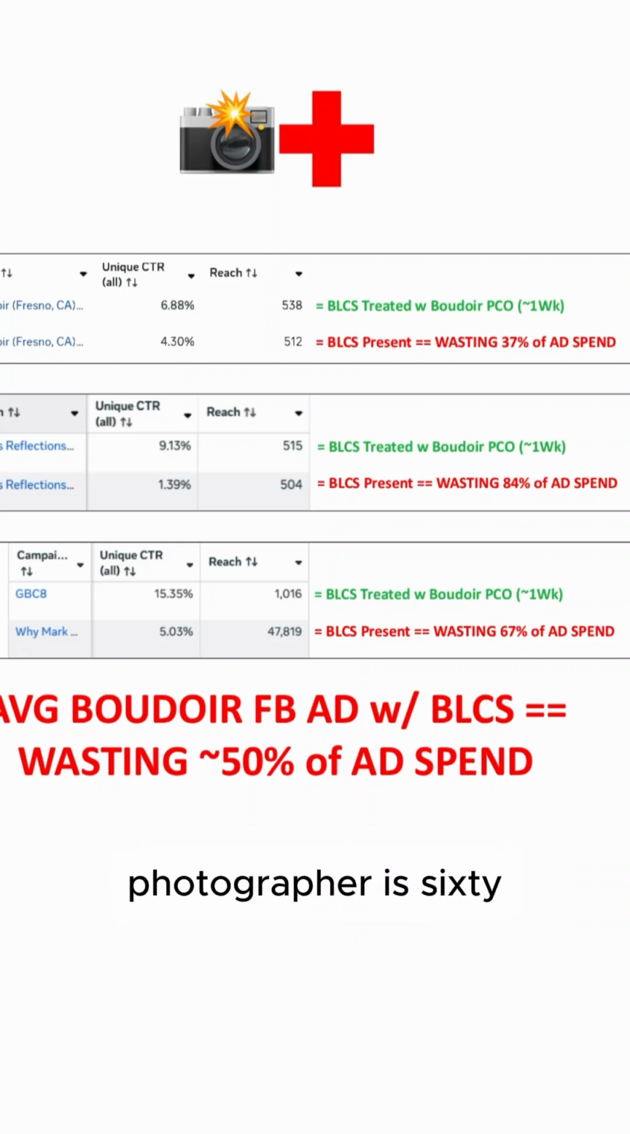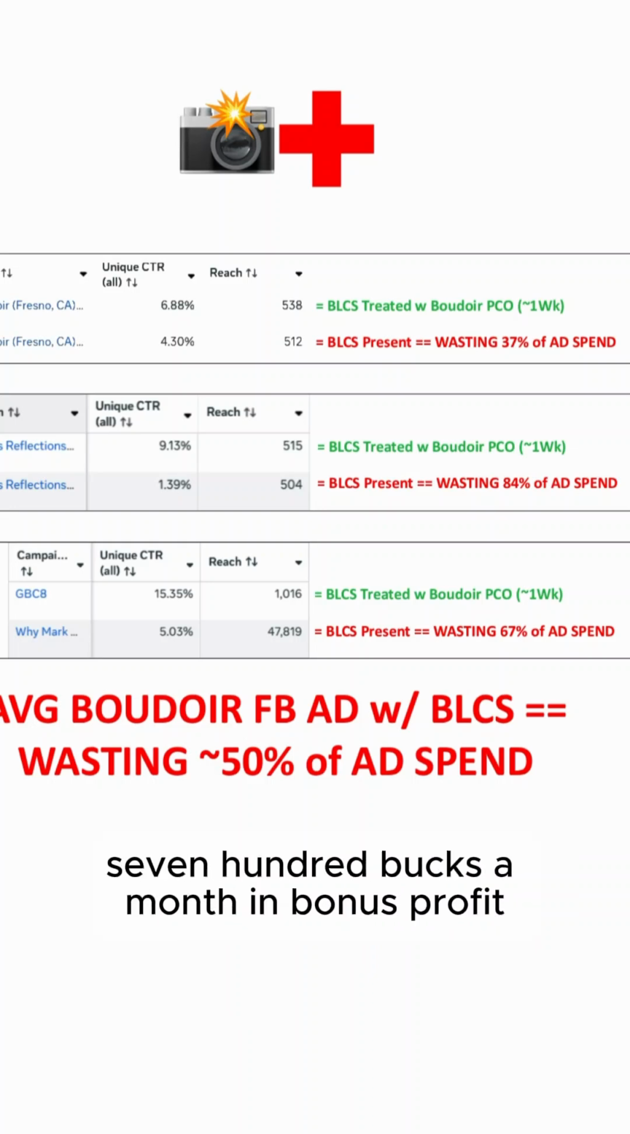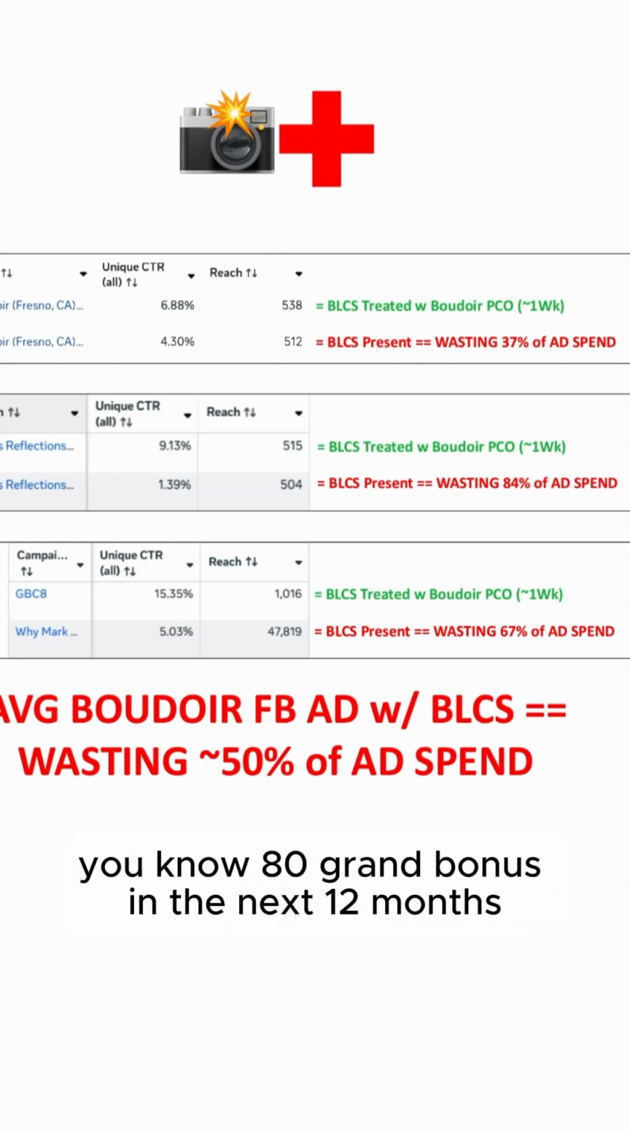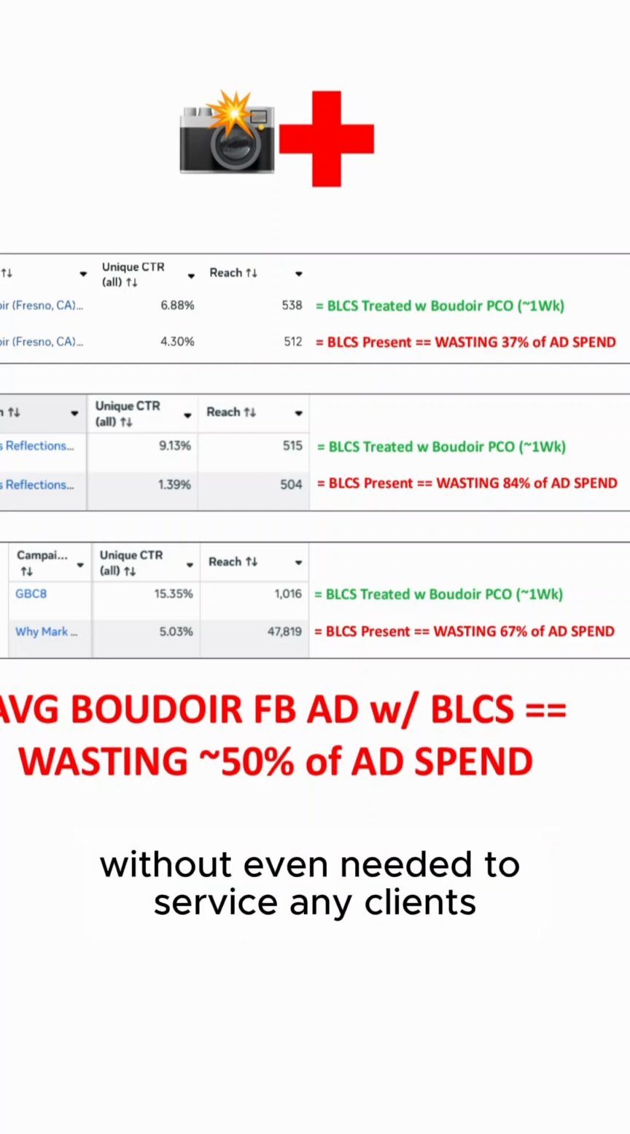$6,700 a month in bonus profit by simply not spending that money. I would say, 80 grand bonus in the next 12 months. So insanely good without even needing to service any clients.